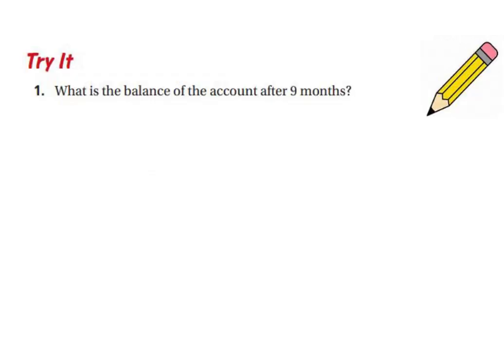So now you try it. What is the balance of the same account after 9 months? And I'll remind you that we start with $500. The interest is 3%. And now it says after 9 months. So you go ahead and try this one, and then push play when you're ready for the explanation.